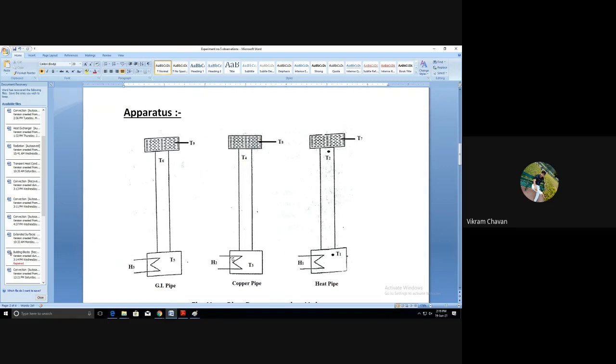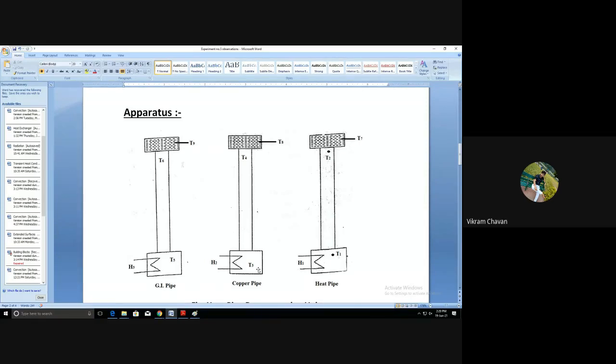Now at the bottom part of all three pipes, a heater is provided which will act as a heat source. To measure the temperatures at the bottom side, three thermocouples are provided. The T1 thermocouple will measure the heat source temperature, or the evaporator section temperature, for the heat pipe. The bottom side will be considered as the evaporator section, and the T1 thermocouple will measure the temperature of the evaporator section of the heat pipe.